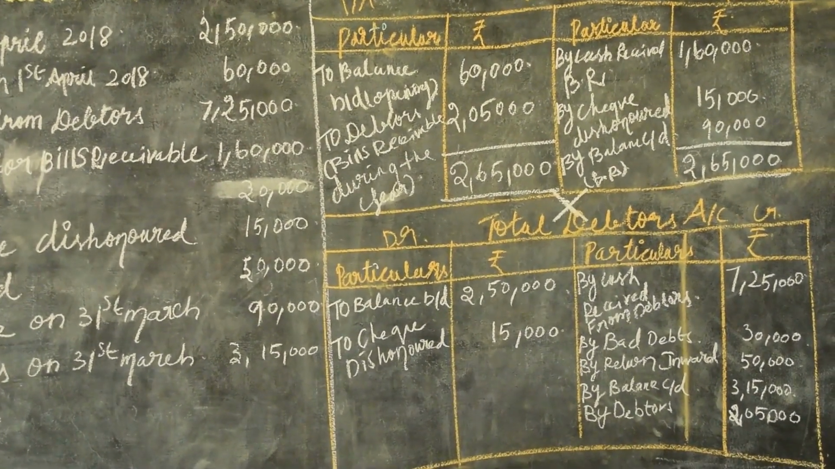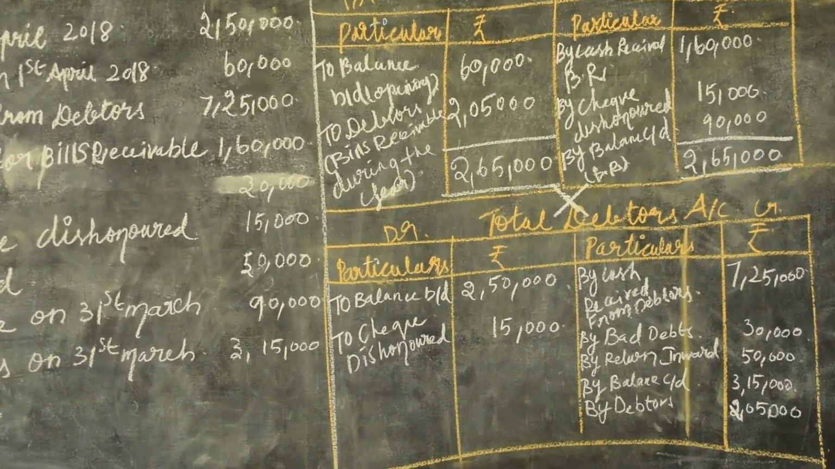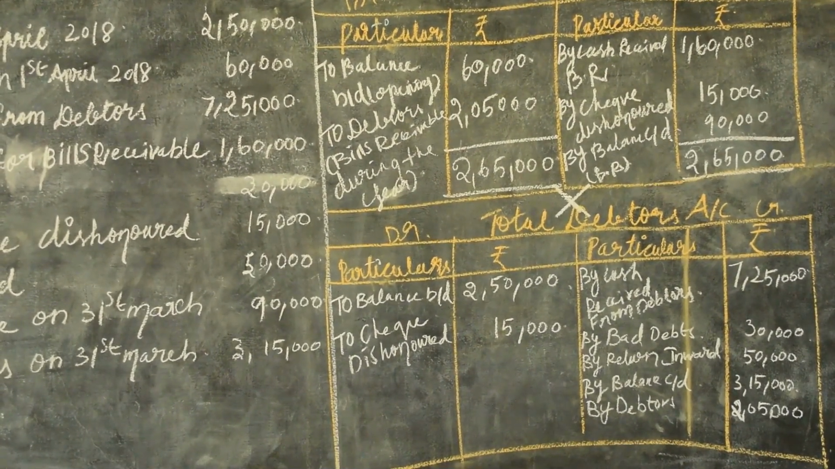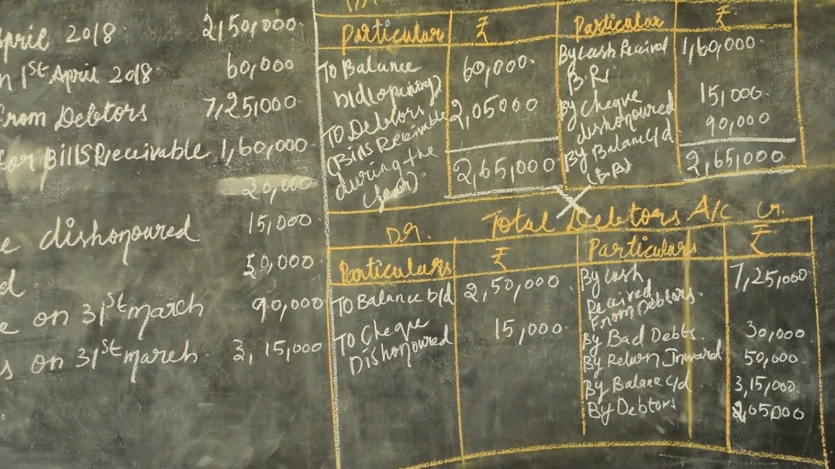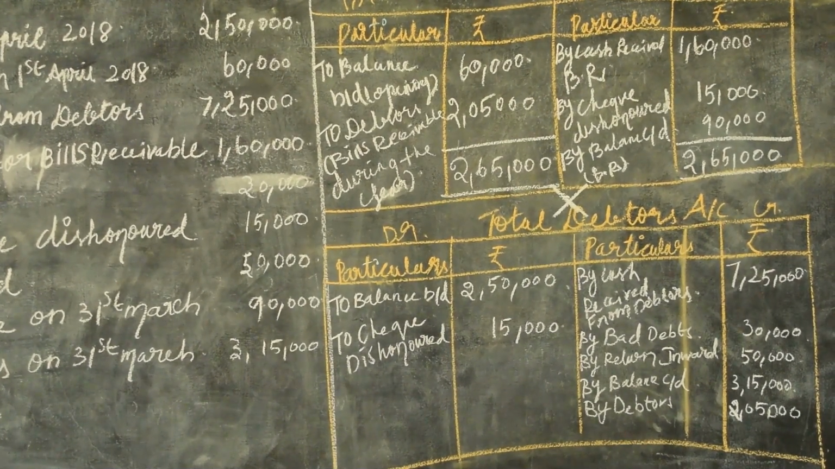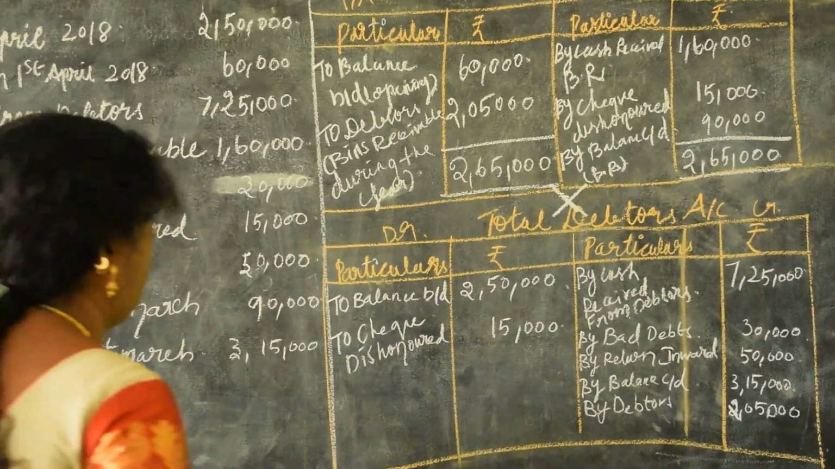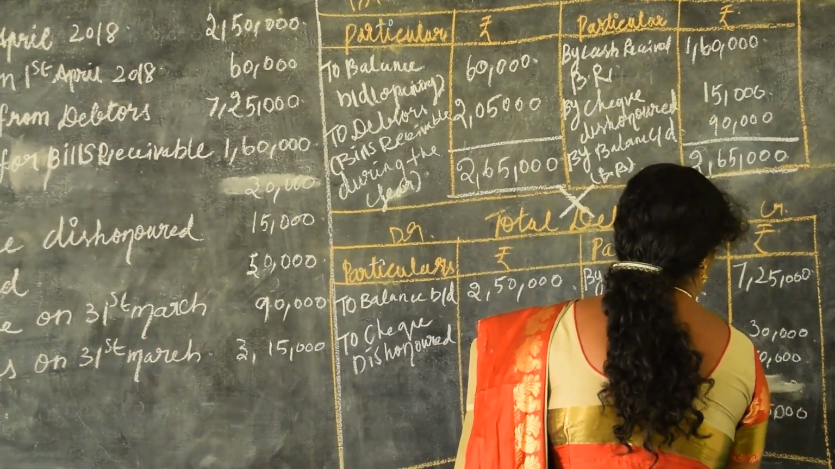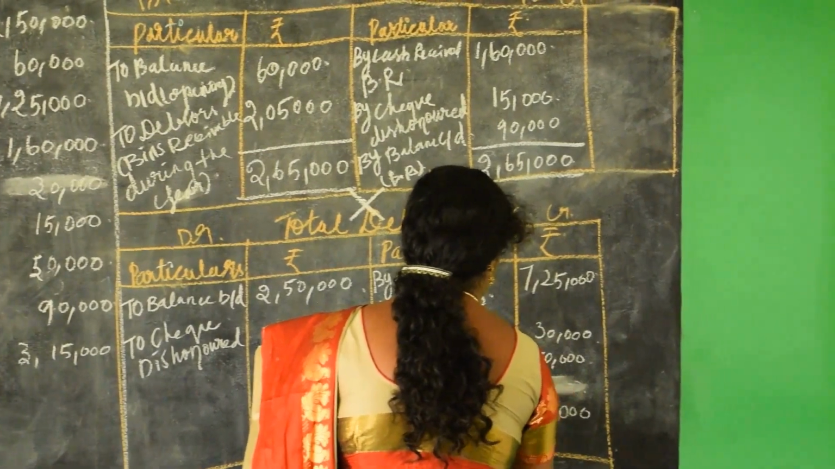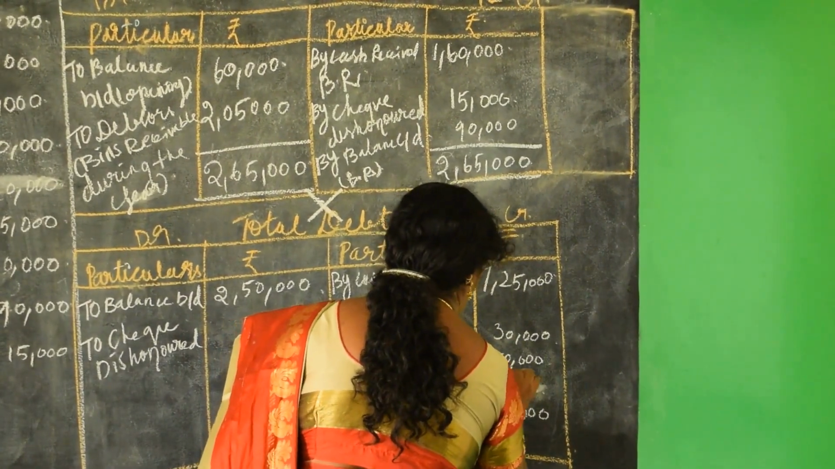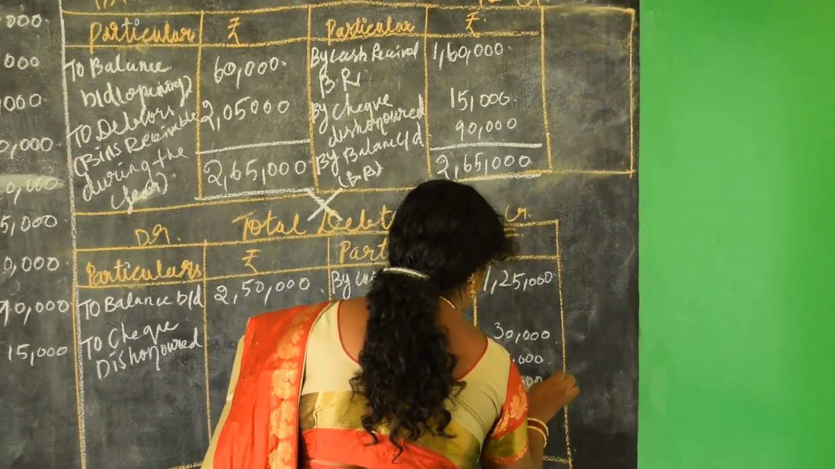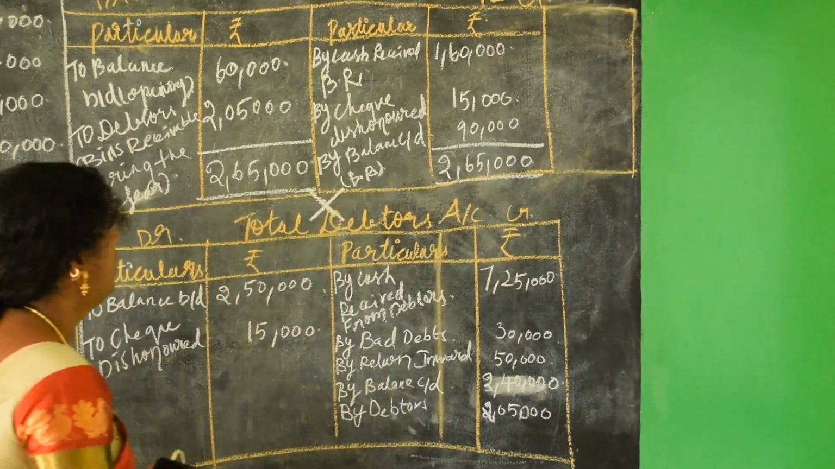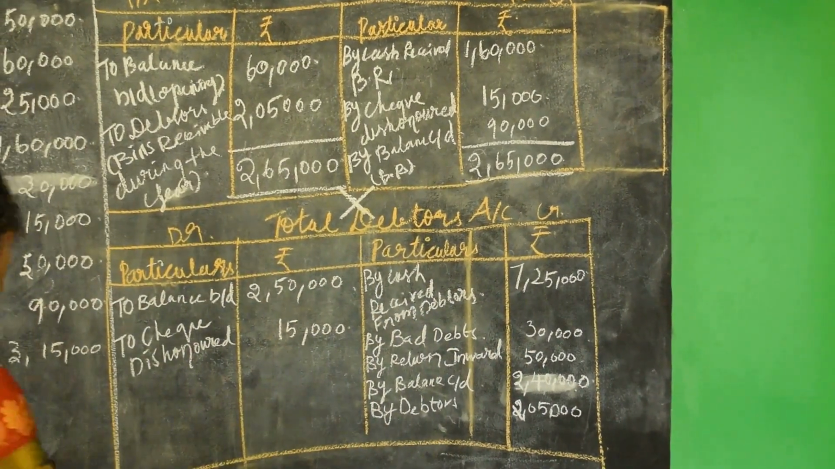7,25,000. Bad debts is 30,000. Return inwards is 50,000. Balance carried down is 2,40,000. Here only I have written a value. Closing balance is 2,40,000. Listen, ma, only the little cross.